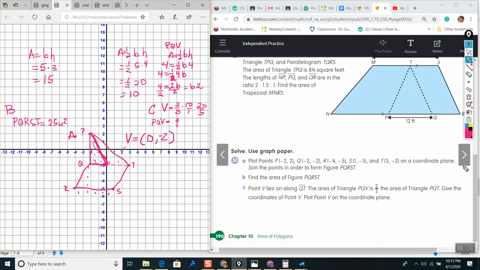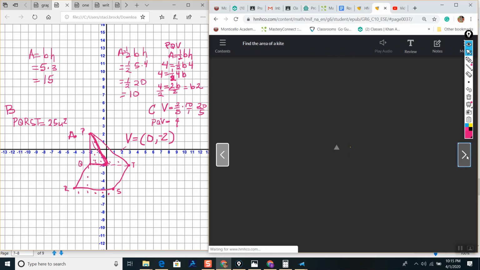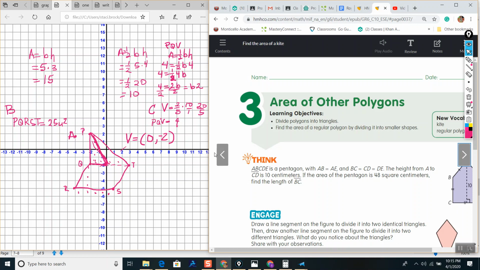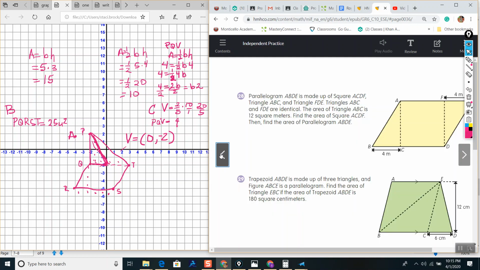Let's see if that's our last one. I just want to double check. And yes, it is. So please study your independent practices, because if you can do those problems, you can do really well on the quiz on Monday when you finally take it. Good luck. Bye.